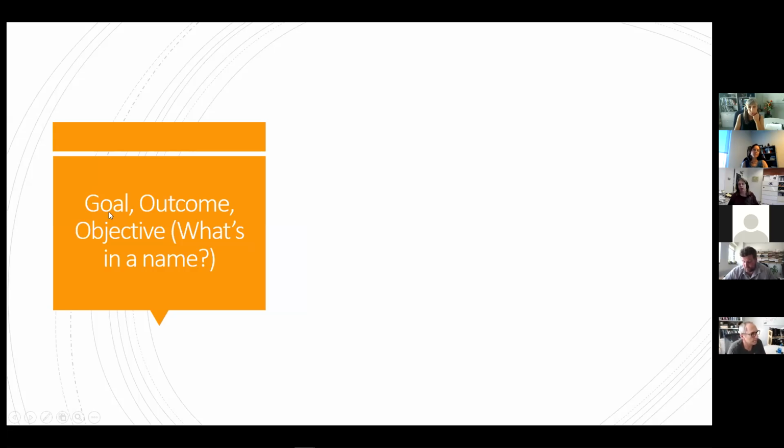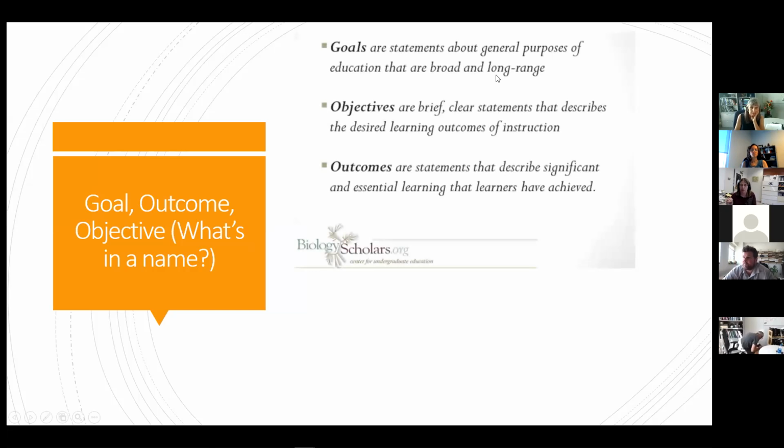So this idea of goal and outcome and objective, what is in a name? This is jargony, and I get it. A learning goal is a statement of the general purposes of education. It's very broad. It tends to be that mile-high view of things. It's not the nitty-gritty details.